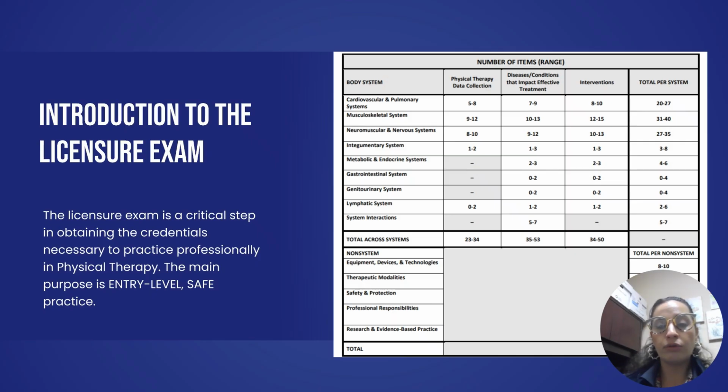And even those body systems don't add up to 140, right? Those body systems add up to about 100-ish. The bottom part that says non-systems is the other 30 to 40 questions, okay? So sometimes students get so stuck on looking at the body systems, the pathologies and the protocols, and they forget about the non-system stuff that could give them a good half of their points that they could easily get, like modalities, safety and protection, CPR, infection control, professional responsibilities.